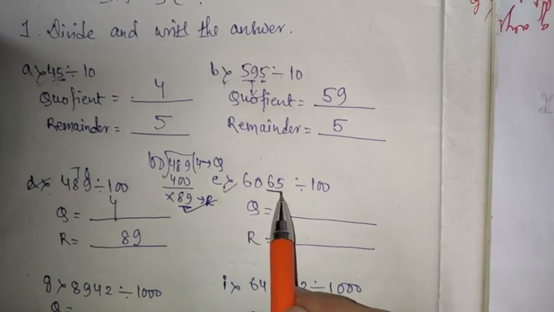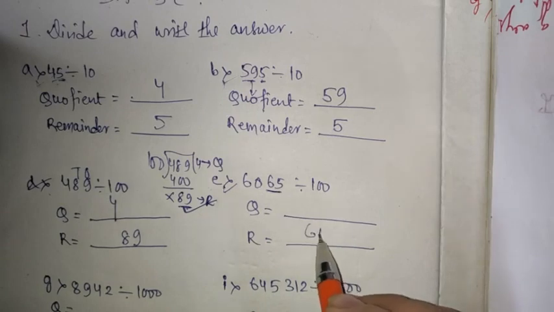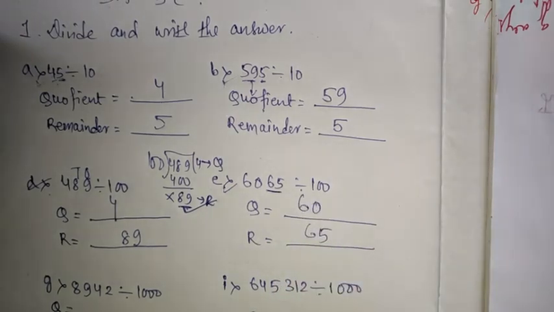Similarly, here we have the number E. 65 is in the ones and tens places, so this will be the remainder, and whatever is left out will be the quotient. I'm using the rule quickly, so that will become your answer also.